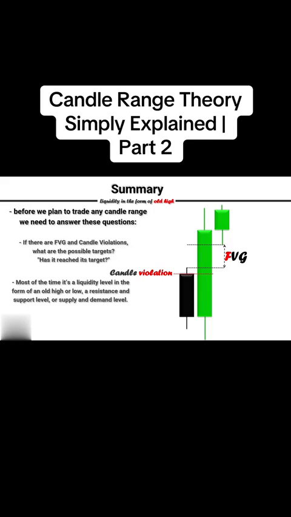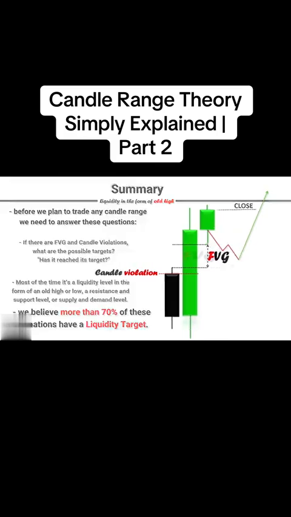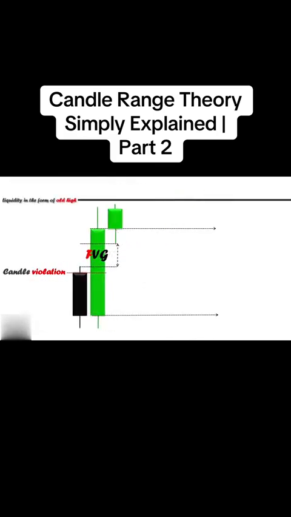Imagine a candle's range. The next candle forms as the opposite colored candle, violates the previous candle, and closes at this level. We believe more than 70% of these formations have a liquidity target. If this drastic move reaches the expected liquidity level even by the next candle wick, this candle range has the expected conditions to trade. However, if this move fails to reach the liquidity level, even during the manipulation phase, it is not considered safe to trade within this candle range.